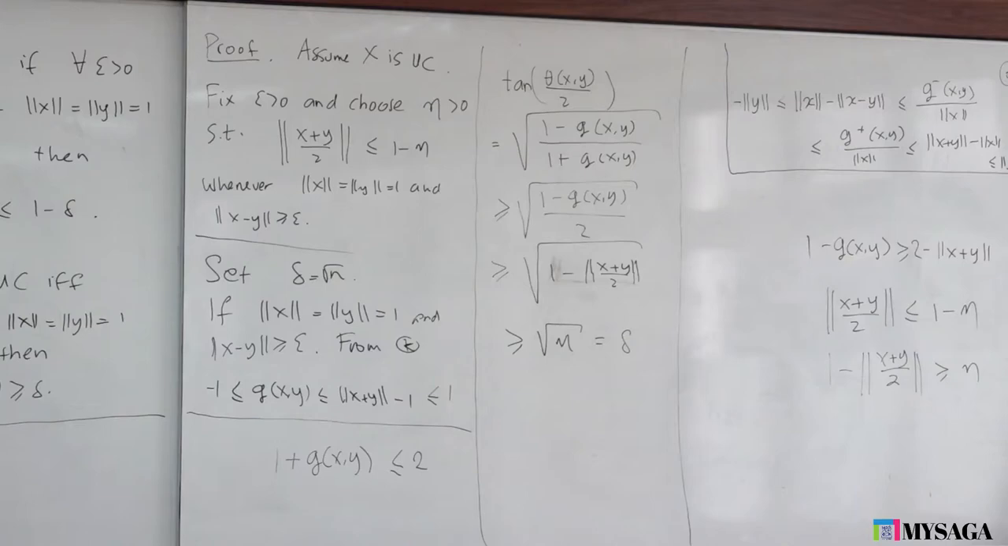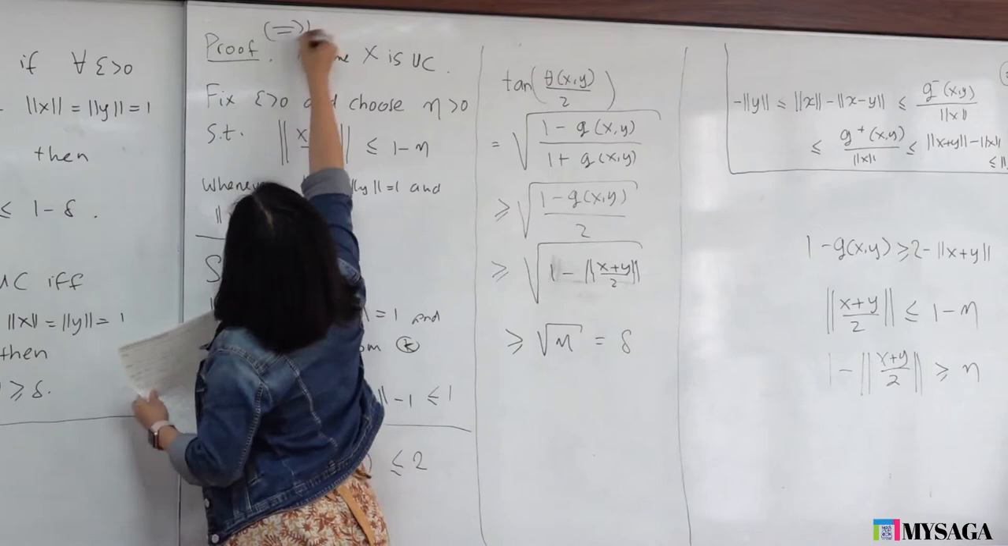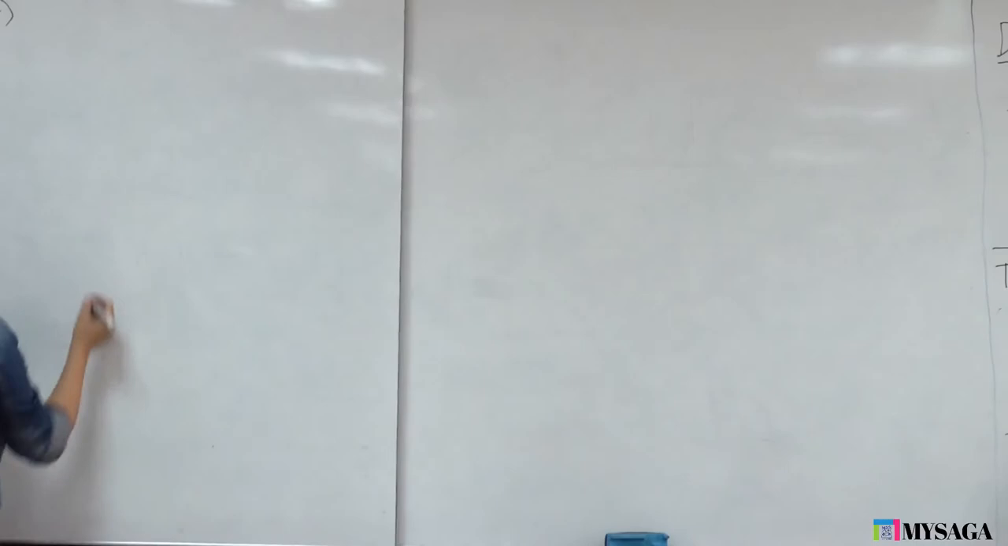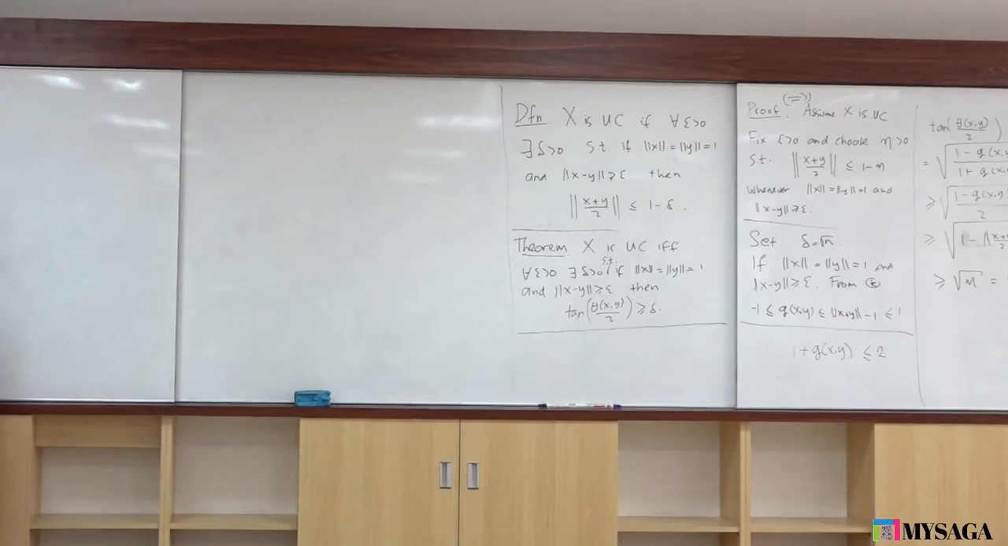Alright, so the reverse implication, the converse of this one, is going that way. Now we want to prove the other way. Okay, so now we assume that this whole thing is true. We want to show that the space is uniformly convex. Okay, so let's write our assumption. Fix epsilon positive.